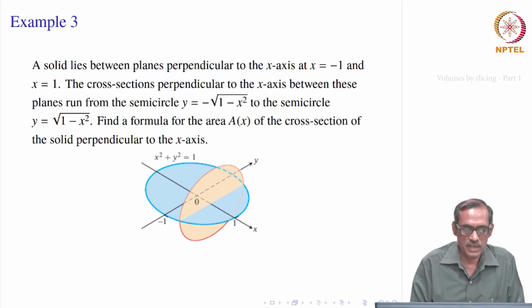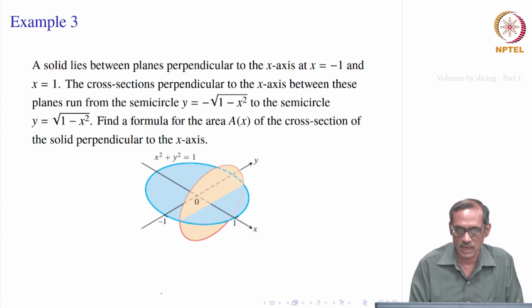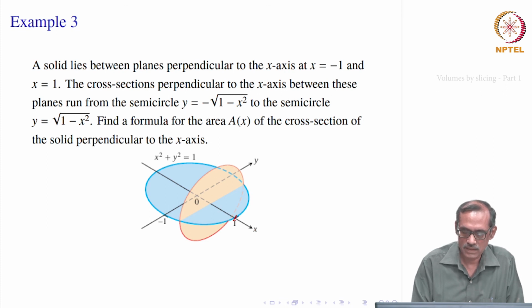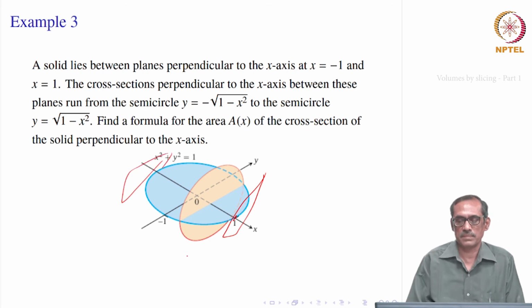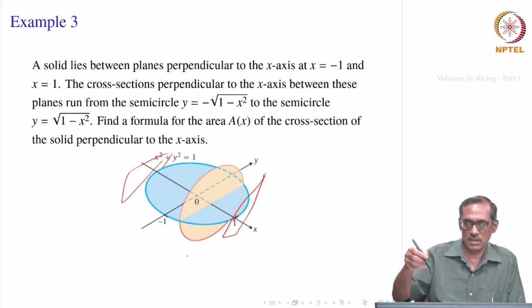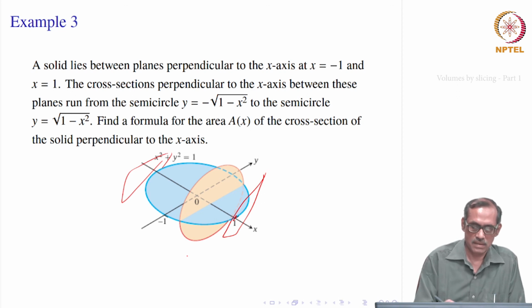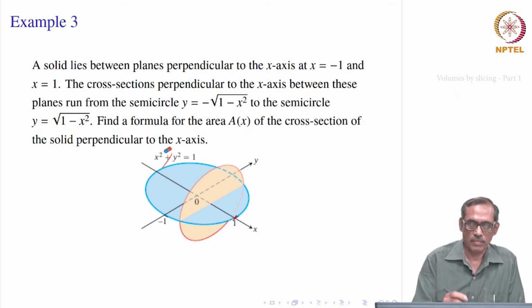Here we have a solid that lies between planes perpendicular to the x axis at x equal to minus 1 and x equal to 1. So, let us take the x axis here. At 1 there is a plane, at minus 1 also there is a plane. So, the solid lies between this. That means its projection on the x axis yields us 2 points, a equal to minus 1, b equal to 1, that is already given.